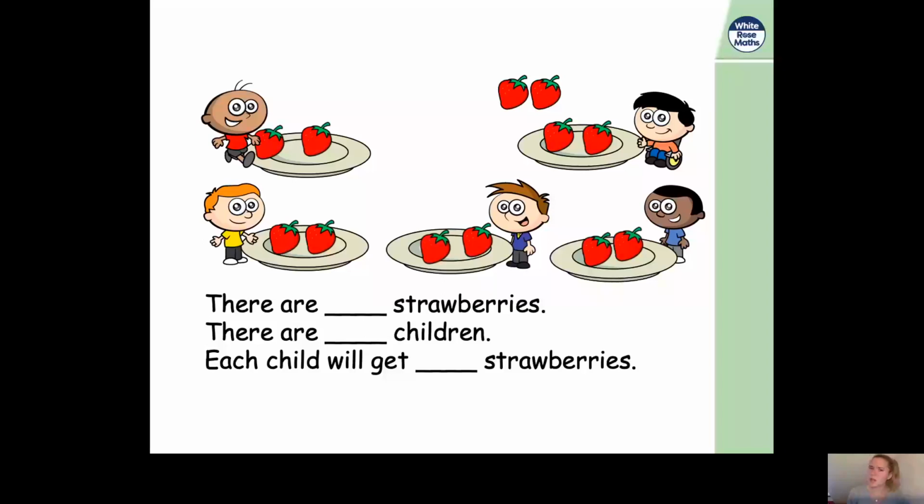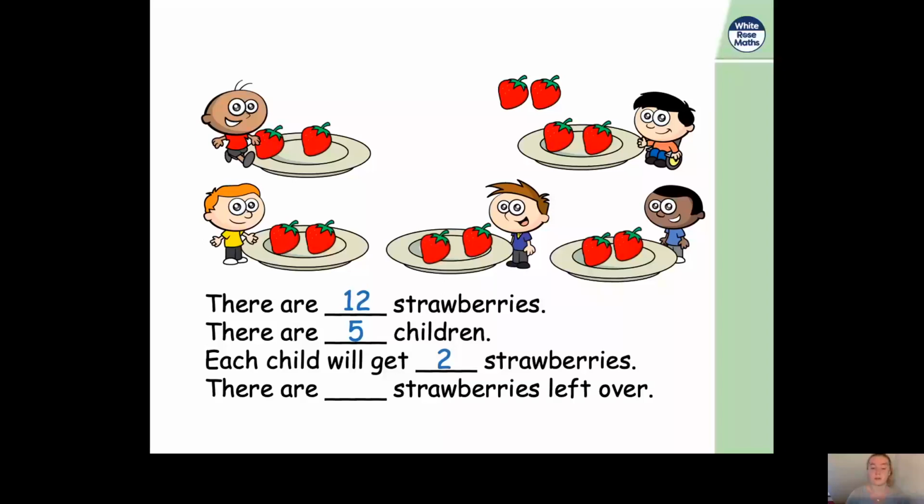Can we share those? No, we can't, can we? Because that will mean that 2 children will have 3 strawberries and 3 children will only have 2 strawberries. So therefore they won't have an equal amount of strawberries. So there are 12 strawberries and we've got 5 children, but we can only give them 2 each because we can't share the last 2 out because they will not have the same amount. They will not have an equal amount of strawberries. So there are 2 strawberries left over.